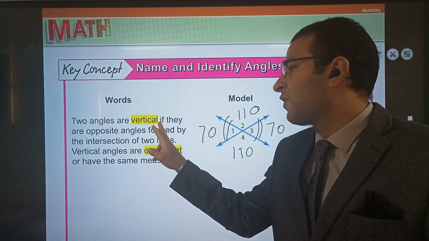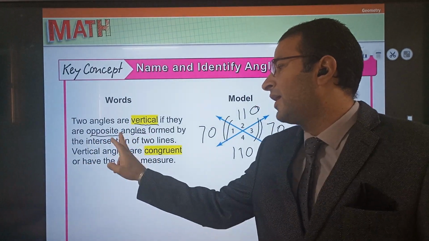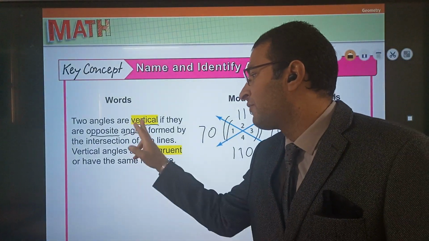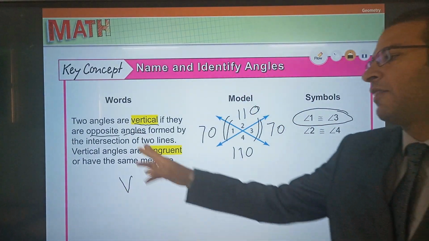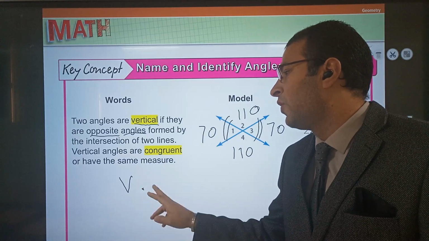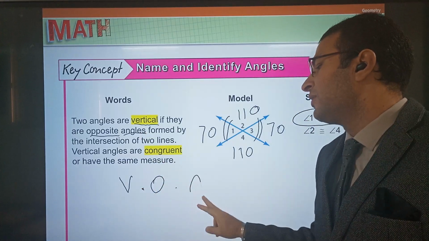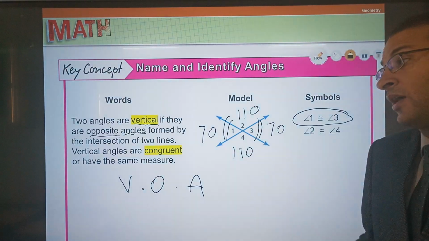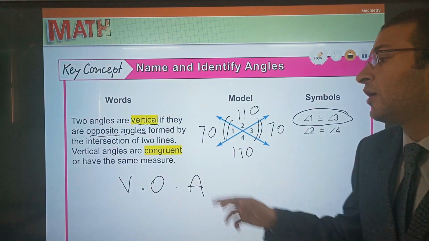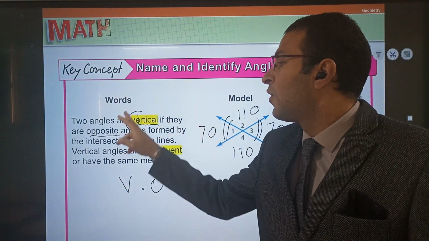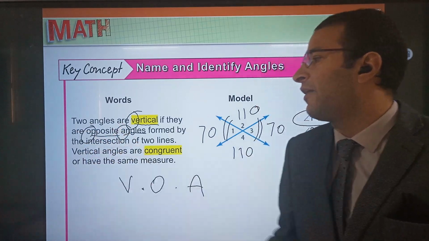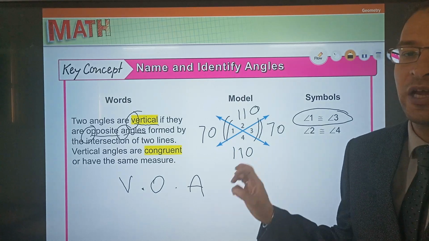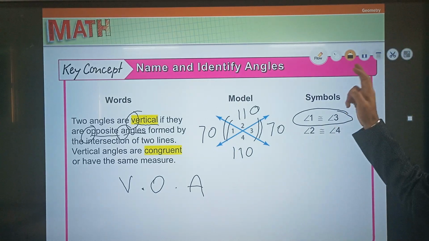Because we said they are vertically opposite angles, we will make an abbreviation. What is the abbreviation here? Take the first letter, V, the first letter of the second word, O, and the third, A. So the abbreviation is VOA. The name is VOA, or vertically opposite angles. And we must know that vertically opposite angles are equal in measure, and they are congruent.